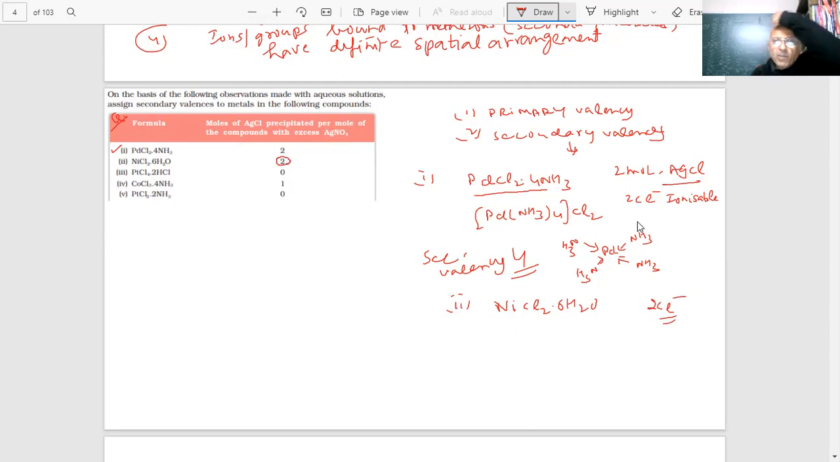So what will be the formula then? And what is the answer? NiCl2·6H2O. What is the secondary valency here, student? How many ionizable Cl minus? 2. So it will be H2O 6 and Cl2, right? So how many are attached to the nickel here? Tell me.